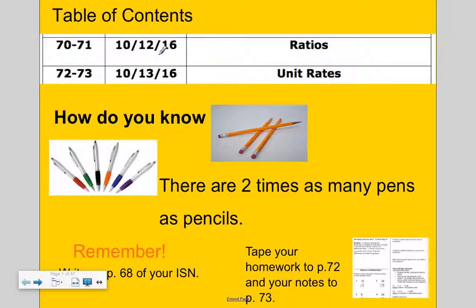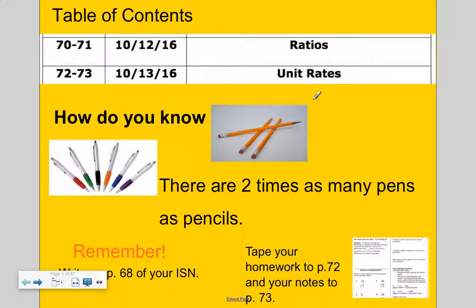For example, we have pens and pencils. Are there 2 times as many pens as pencils? We could look at a pictorial model. 2 pens for every pencil. I agree.